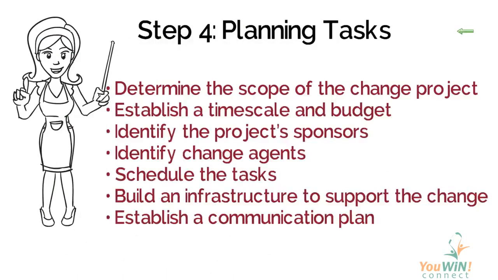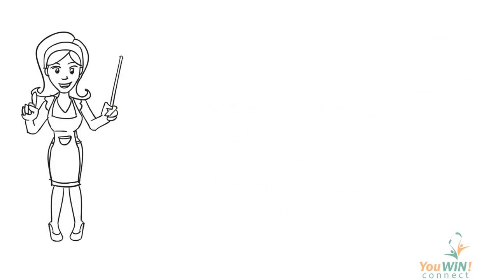Planning task. In planning task, you must determine the scope of the change project. You must establish a time scale and budget, identify the project sponsors, identify who the change agents will be, schedule the task, build an infrastructure to support the change, and establish a communication plan.